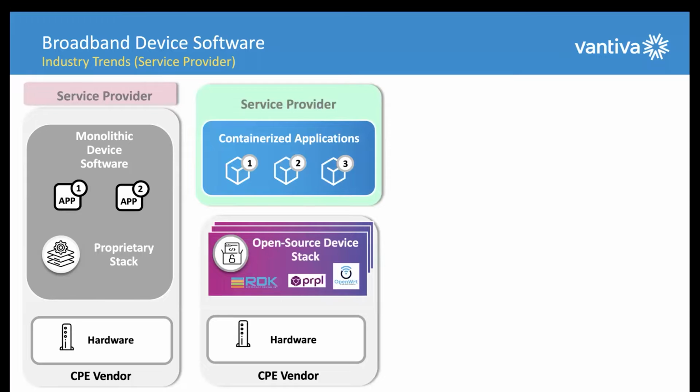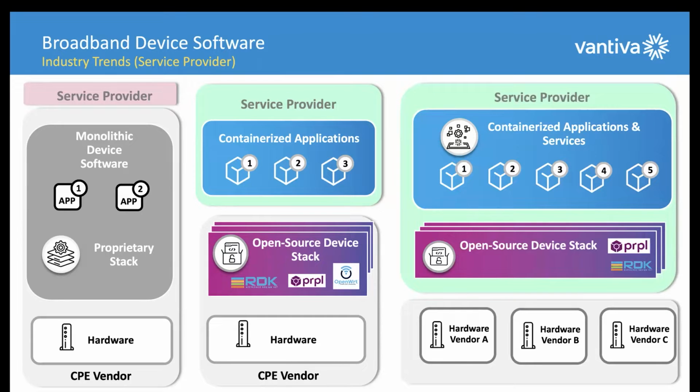The next step in this evolution is a start to move towards that open source device stack, where the CPE vendor is still responsible for the hardware and typically picking which open source stack it wants to use. But the service provider starts to have a little bit of a choice here, in that they can start to pick which services or which containerized applications they want to deploy on this. So instead of having those apps integrated directly into the CPE by the CPE vendor and that app vendor, you now have a containerized app that can get dropped into any of these open source stacks. And so it adds a little bit more choice.